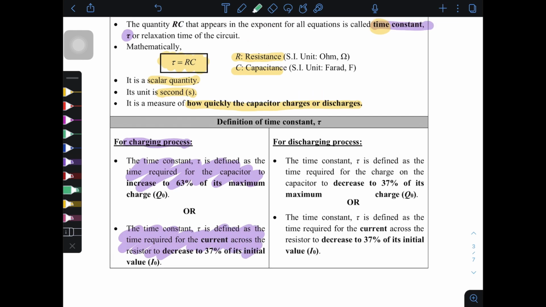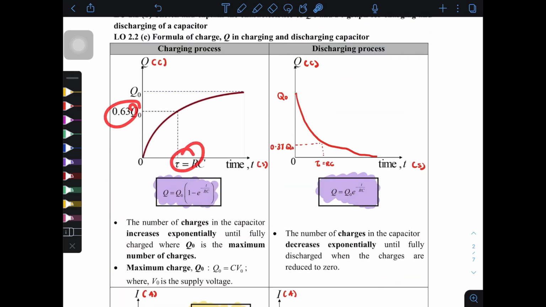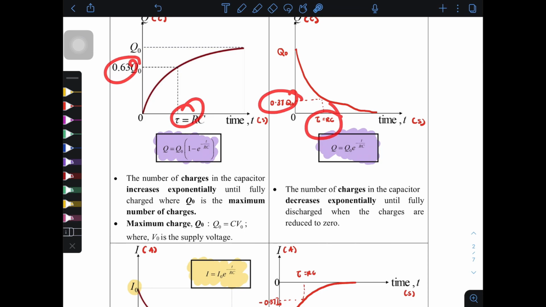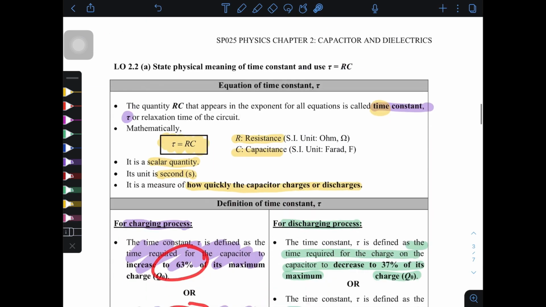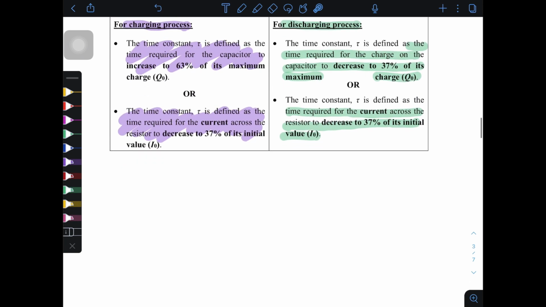Okay, and for the discharging process, tau is defined as the time required for the charge on the capacitor to decrease to 37% of its maximum charge, Q naught, or the time required for the current across the resistor to decrease to 37% of its initial value. So if you look at these definitions, they are charging charge and charging current. So it relates to here. This is tau. Okay, for discharging, this one and this one. That's why the definition uses 37%, because it is 0.37. Alright, so that's for 2.2.